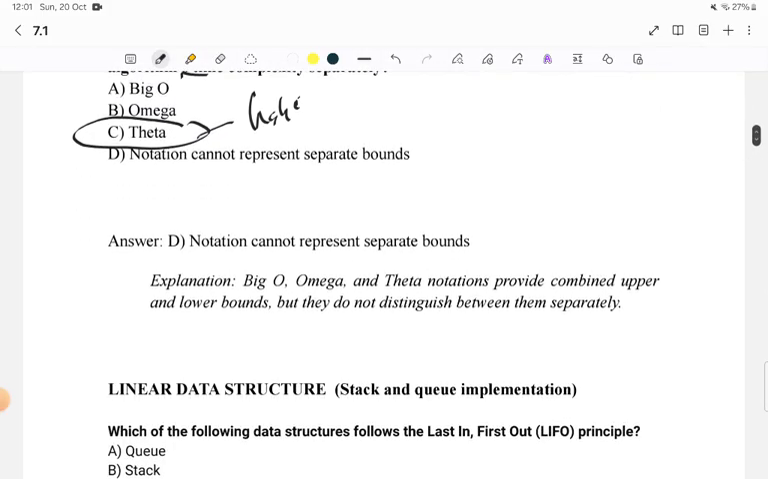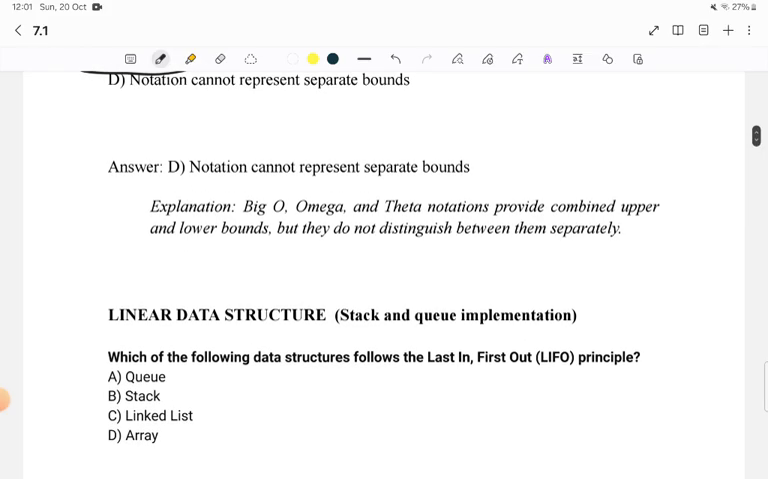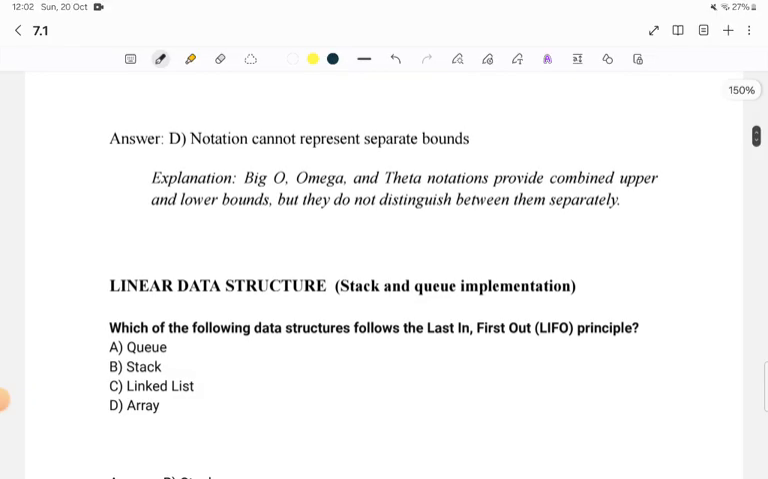Okay, now let's go to the last topic for today. For today's video, we can say linear data structure. So in linear data structure, we have got stack and queue implementation. Okay, so which of the data structure follows the LIFO principle? We already discussed this. LIFO principle is given by the stack.